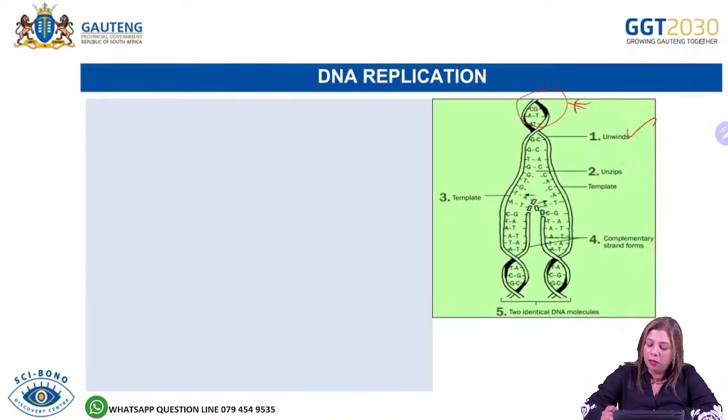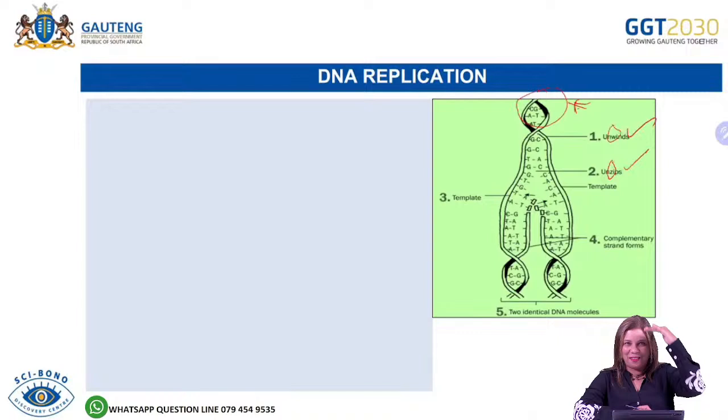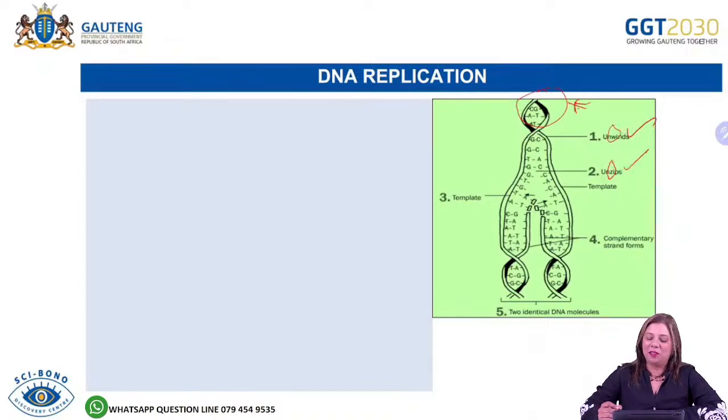So if you look at unwind and unzips, sometimes learners confuse the two. They'll say it unzips and then it unwinds. How do we remember this? Remember, W comes before Z. So try and remember that it's actually in alphabetical order, okay? So that's how I remember it. So there you got the DNA molecule, it unwinds and then it unzips.